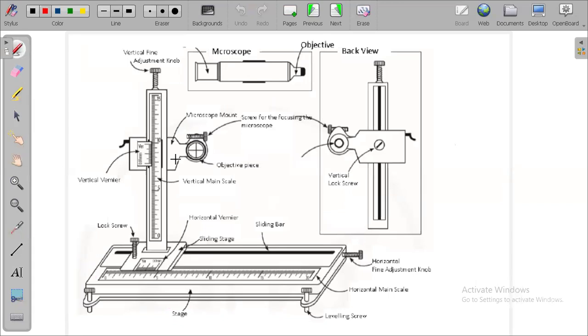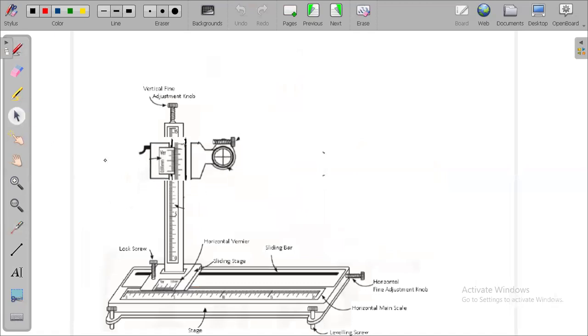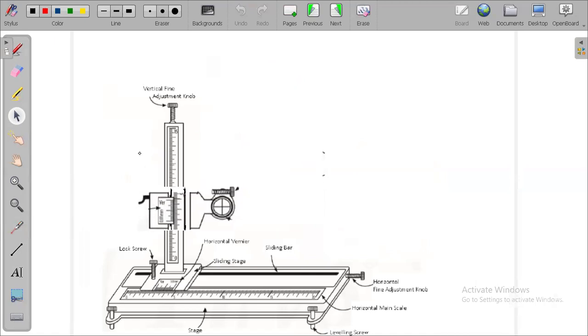Now there is a microscope. You can keep this microscope in the horizontal position like this, or you can tilt it downward and keep it in a vertical position to observe as well. This entire part, including the microscope mount, the vernier scale and the microscope all together, you can move upward and downward. Let me explain that part here. You can slide this up and down. Always remember the zero line starts from the bottom.